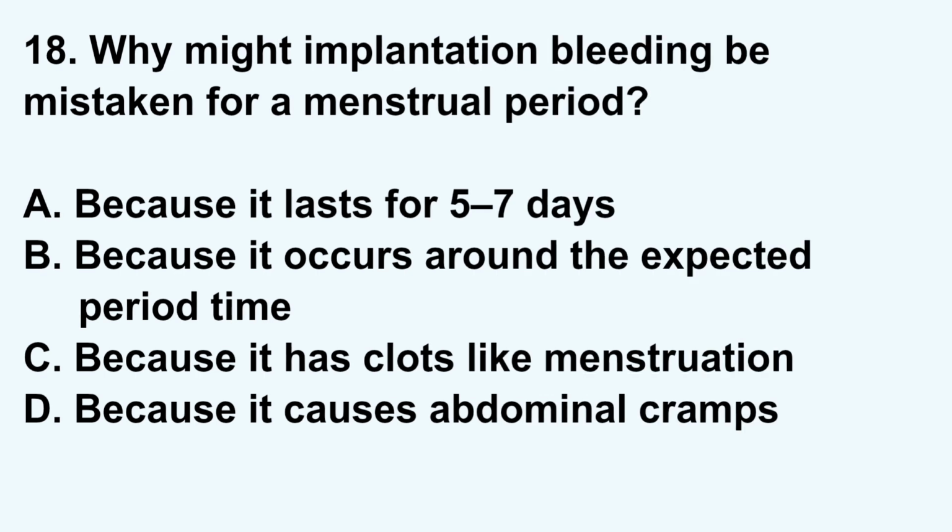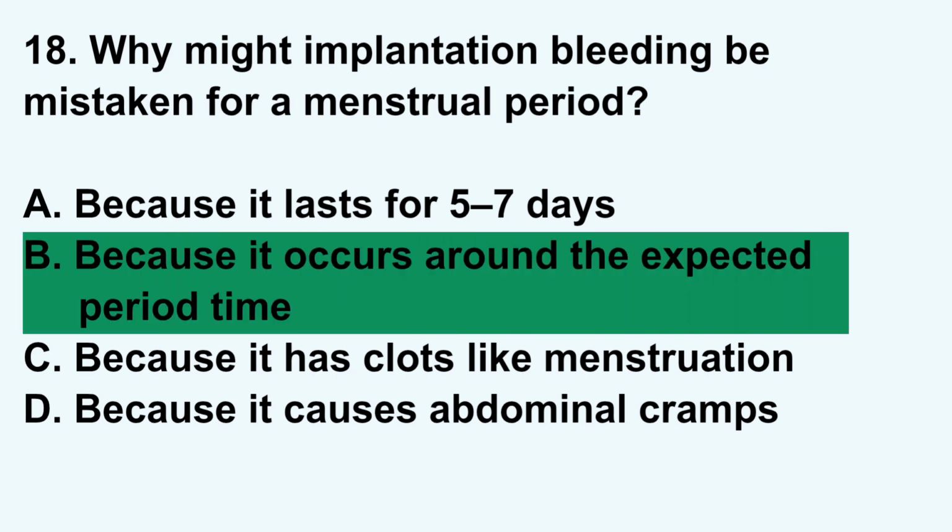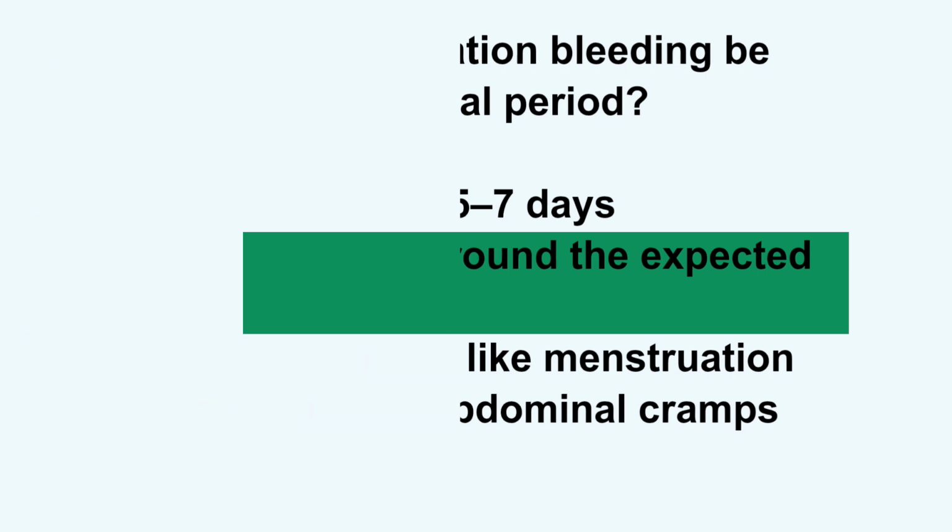Why might implantation bleeding be mistaken for a menstrual period? A. Because it lasts for 5 to 7 days. B. Because it occurs around the expected period time. C. Because it has clots like menstruation. D. Because it causes abdominal cramps. Correct answer, B. Because it occurs around the expected period time.